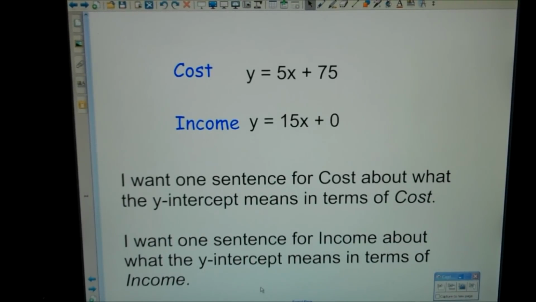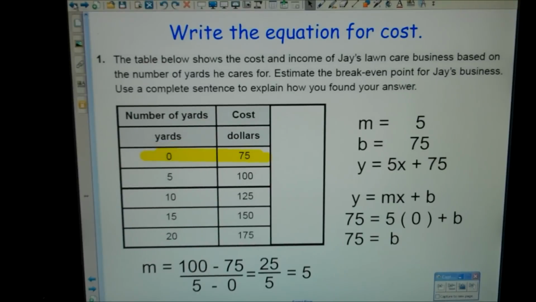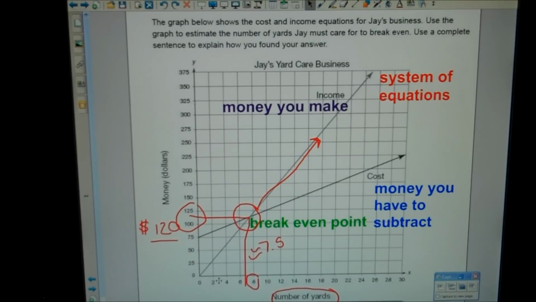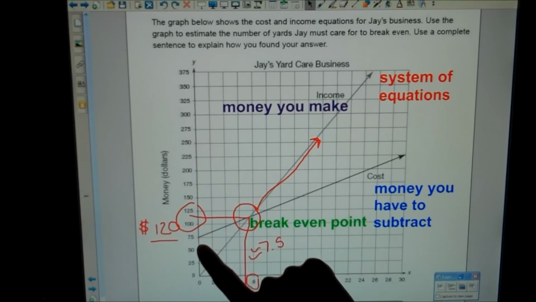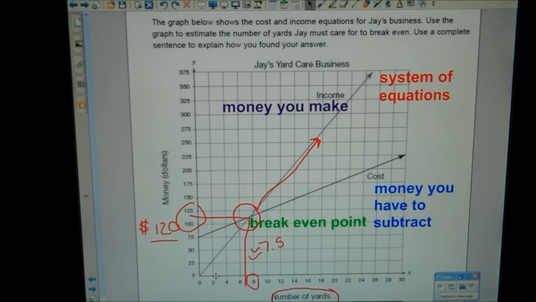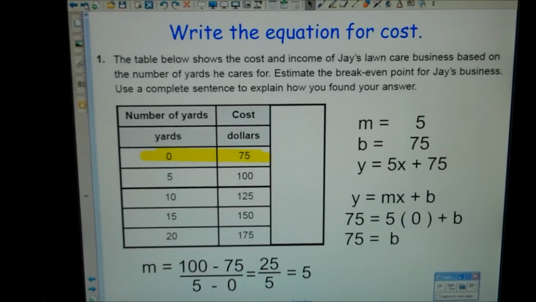X had to be 0. Go back to your function table or your graph here. When x is 0, I have done no yards at all. How can my y-intercept be 75? Tell me what that means. What does that mean in terms of dollars?